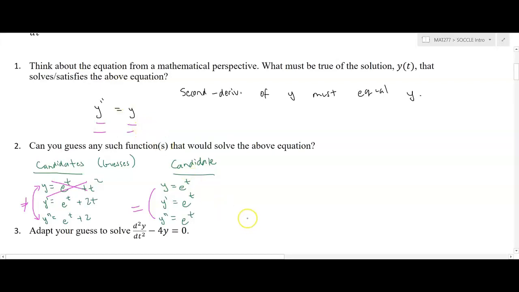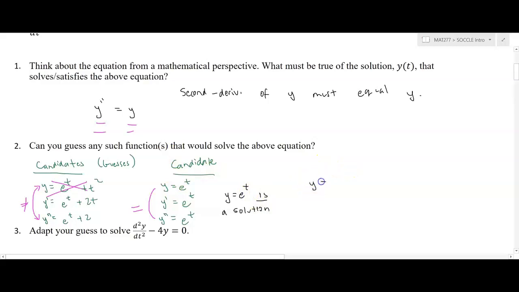So our solution here is that y equals e to the t is a solution. Now, you may not see this at first, but you can keep playing around with this.